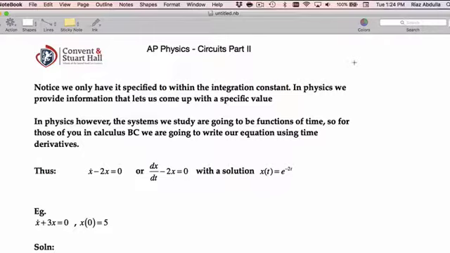You notice we've only specified our answer to within an integration constant, and in physics we always provide information that lets us come up with a specific value for that constant. The other consideration is that we are solving differential equations where the derivatives are taken with respect to time. So instead of primes, we use a dot, and what that dot means is a time derivative.